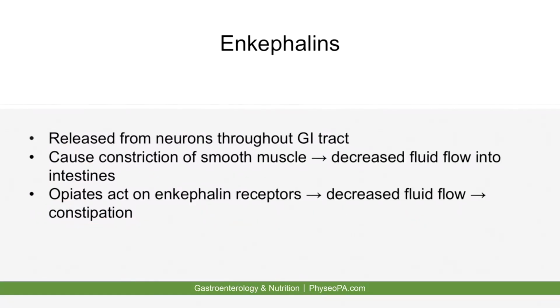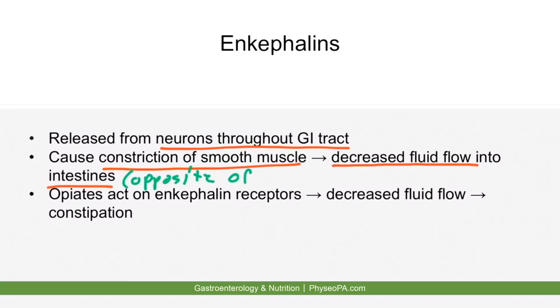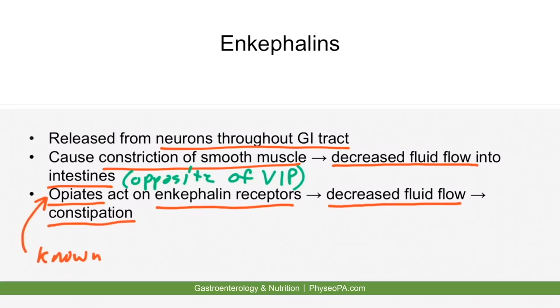Now enkephalins are released from neurons throughout the GI tract. So it's a lot like VIP in that it's a neurotransmitter or a neurocrine hormone. Now enkephalins will cause constriction of smooth muscle, and this will act to decrease flow into the intestines. So this is the opposite of VIP. So an important note is that opiates will act on enkephalin receptors, and this will allow decreased fluid flow, which can cause constipation. And constipation is a known side effect of painkillers such as opiates.